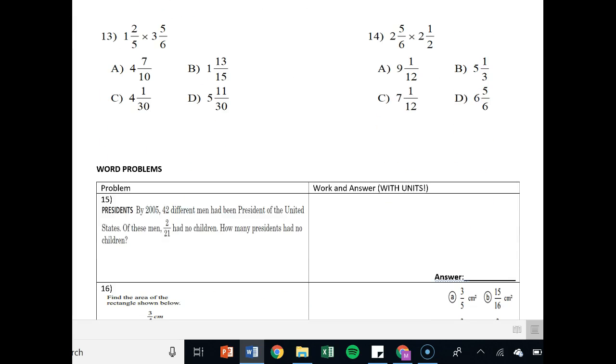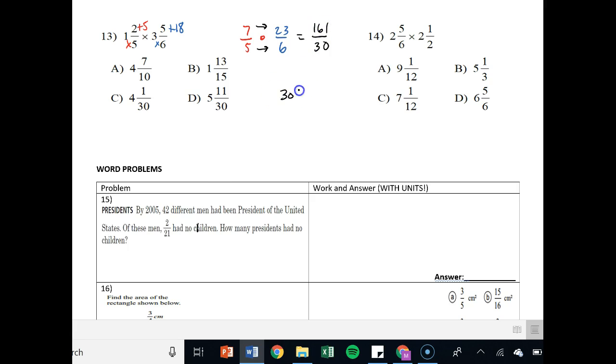And number 13. 1 times 5 is 5, so add the 5 there, you get 7 over 5 times, and then 3 times 6 is 18. Add 5 to that, you get 23 over 6. And unfortunately here, there is nothing that these fractions have in common. So this is why I said it's okay to use a calculator so long as you are checking and showing your work. So that gives us 161 over 30.